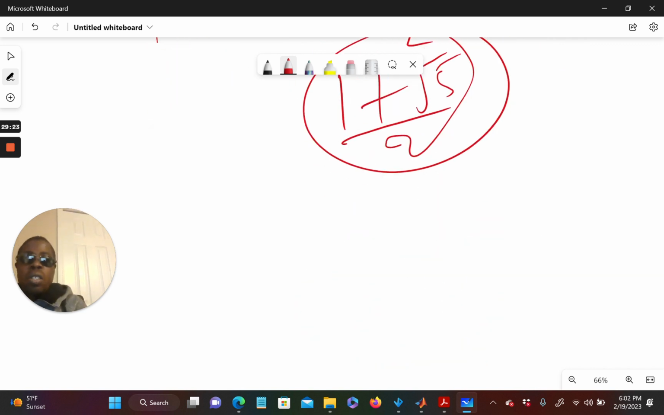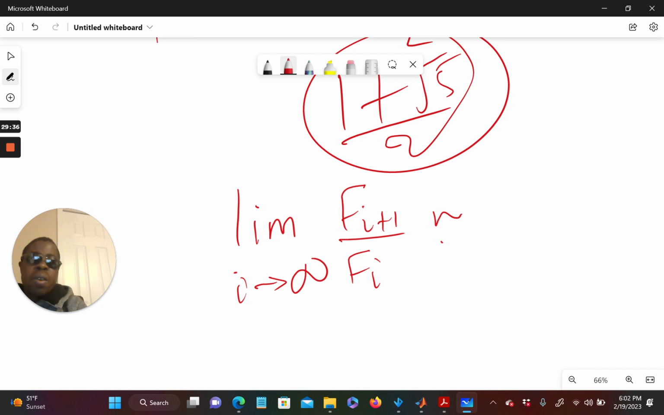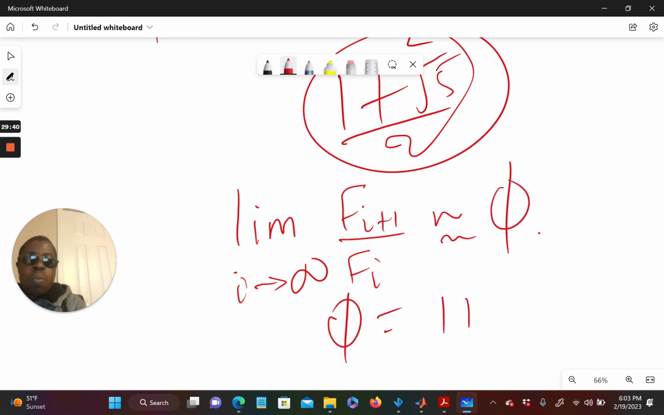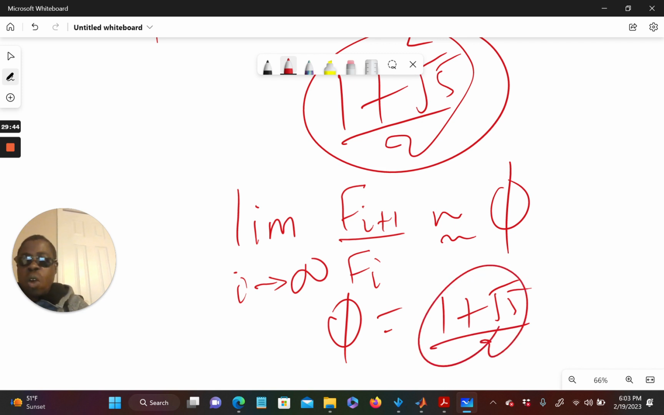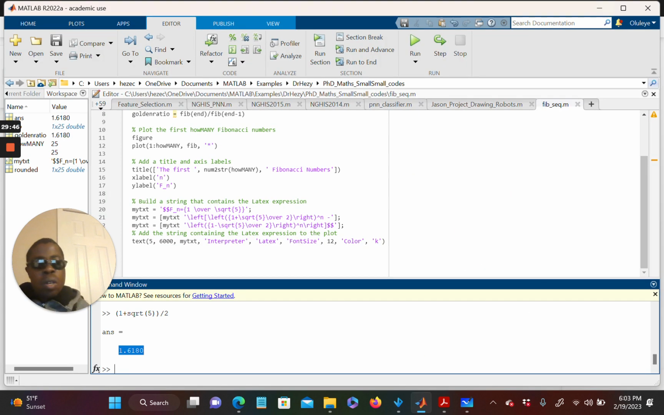Or you just take the limit of the next one over the previous one as your i approaches infinity. That will give you approximately phi. We have phi is what? 1 plus root 5 all over 2. Wow. So let's see the graph again.